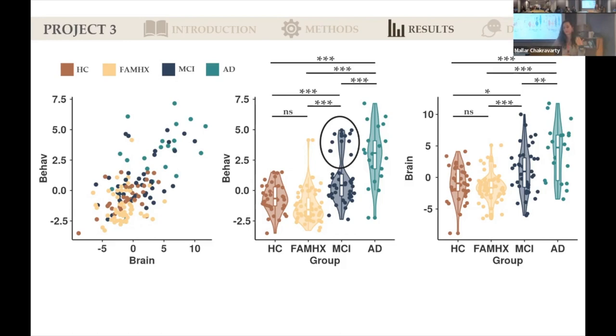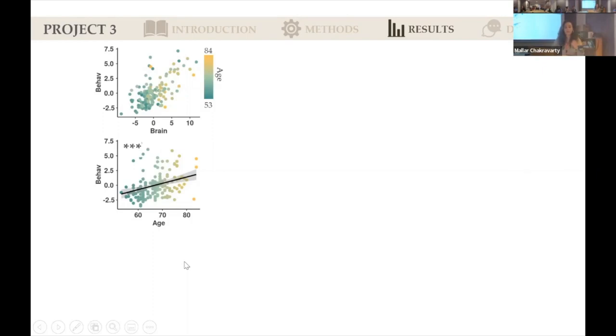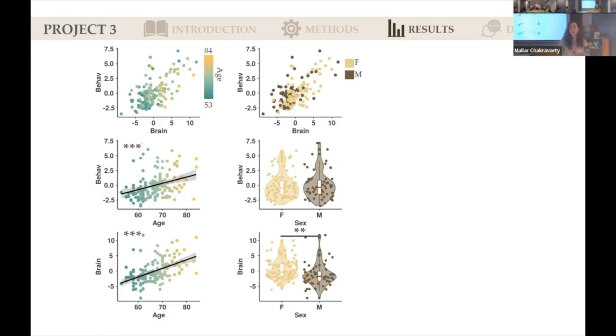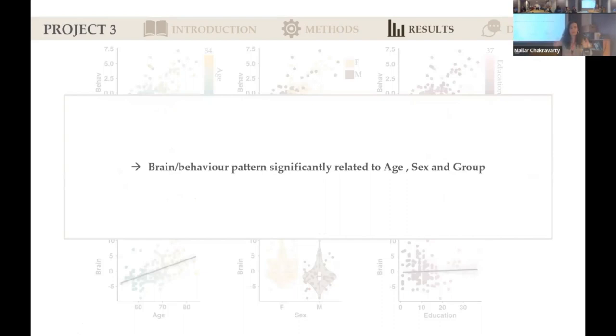So I wanted to also look at how this brain and behavior pattern was related to age. Basically, both behavior and brain scores were highly related to age. We also wanted to look at sex differences. We didn't find any significant differences for the behavior. However, for the brain scores, we found that females were loaded higher than males. And finally, we wanted to check if education could explain some variation, but that was not the case in this study. So overall, we found that this brain-behavior pattern was significantly related to age, sex, and group.